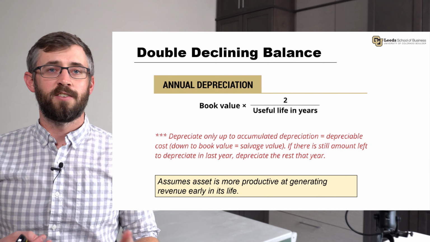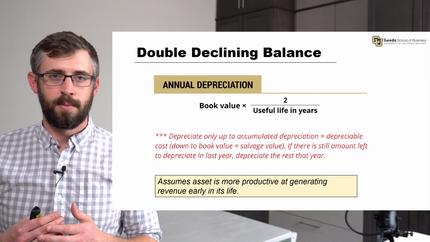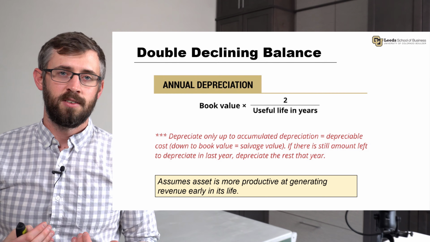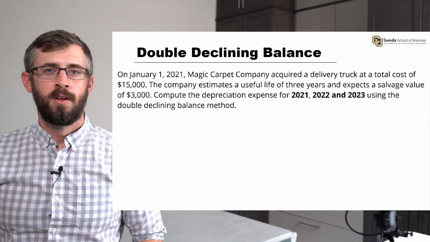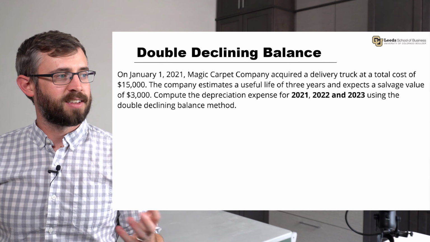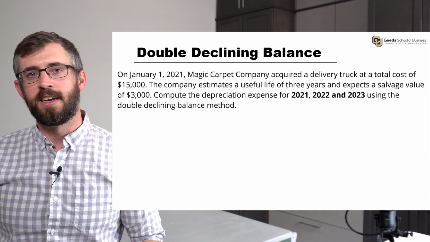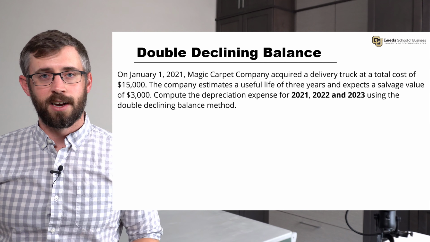Now, what we need to be careful about this one is that we do not subtract out the salvage value at the beginning. And so we're just going to stop our depreciation expense once we hit that salvage or residual value. So if we take a look at our kind of example here, we have the Magic Carpet Company again. They have a delivery truck that we bought for $15K and we think we can sell it for $3,000, and we think it has a 3-year useful life.